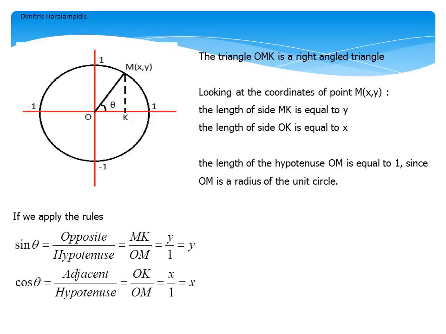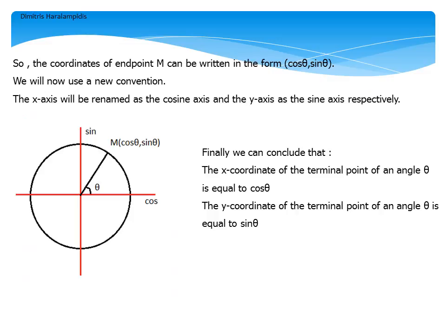Now, if we apply the rules for sine theta and cosine theta, which are that sine theta equals the quotient of the opposite side over the hypotenuse, and cosine theta equals the adjacent side over the hypotenuse, and by substituting, we get that sine theta equals y, while cosine theta equals x. So, the coordinates of endpoint M can be written in the form (cosine theta, sine theta).